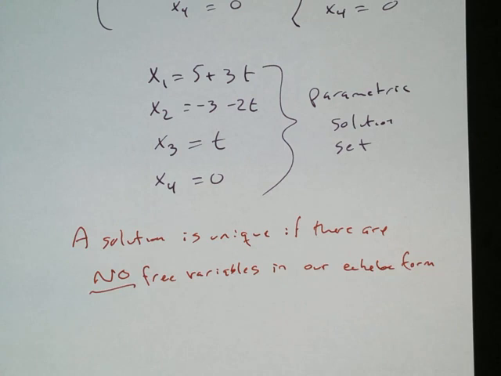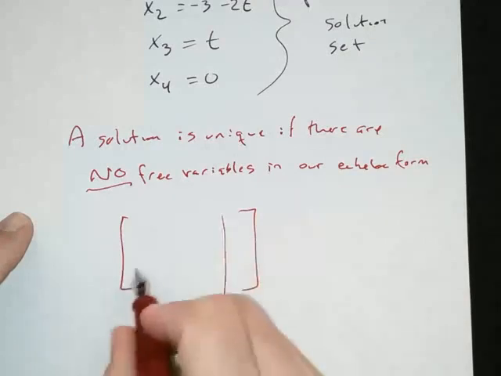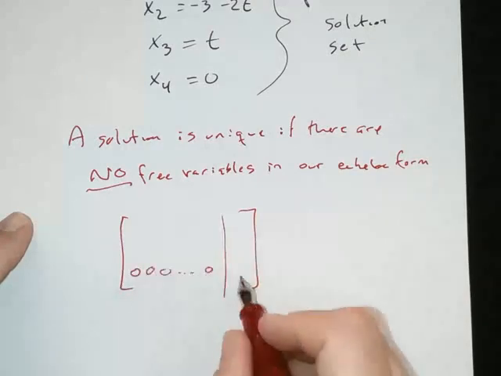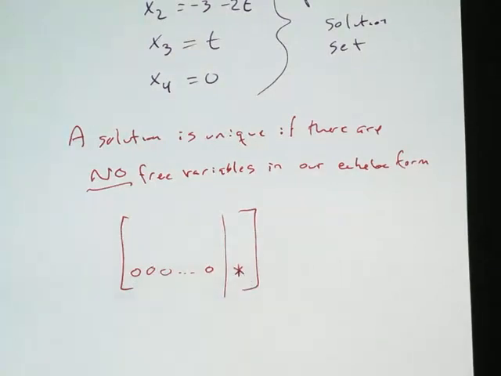As I said earlier, if we have any rows that are all zeros on this side and then something not zero, that's got no solutions.